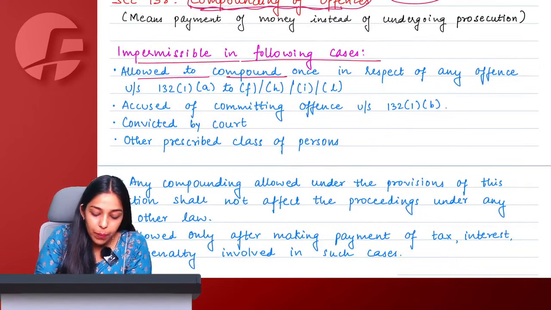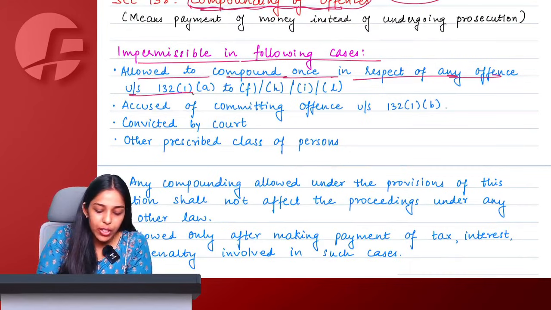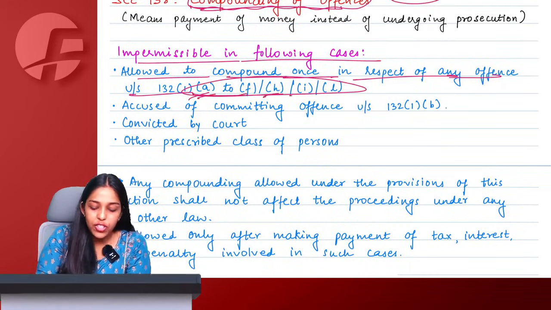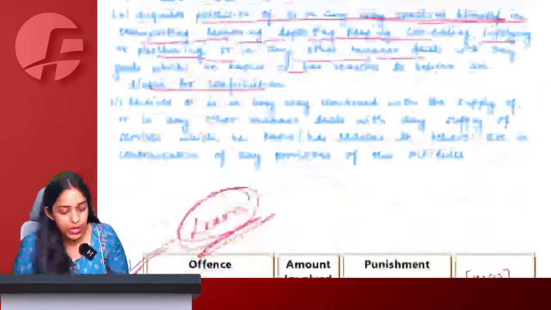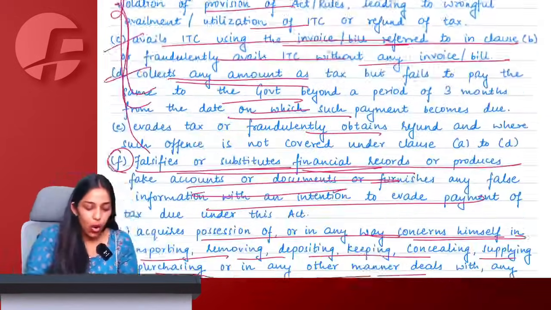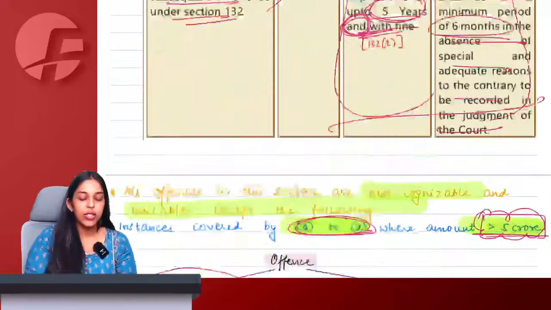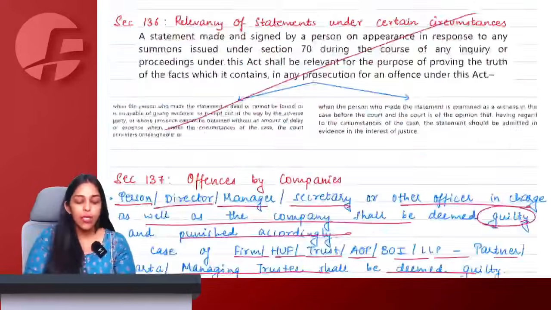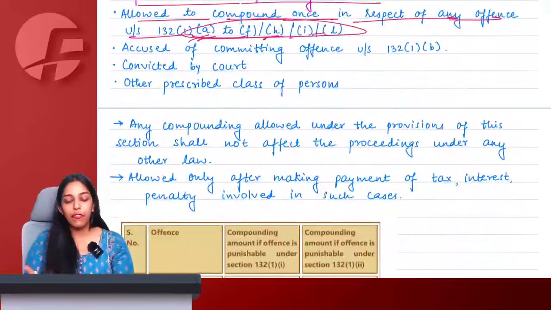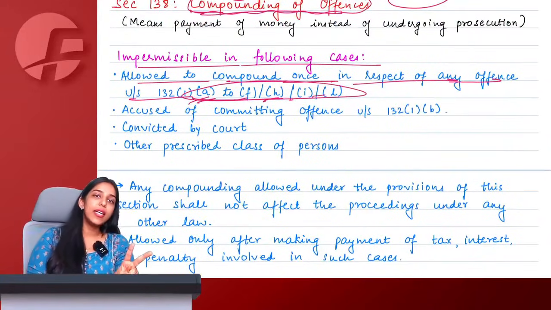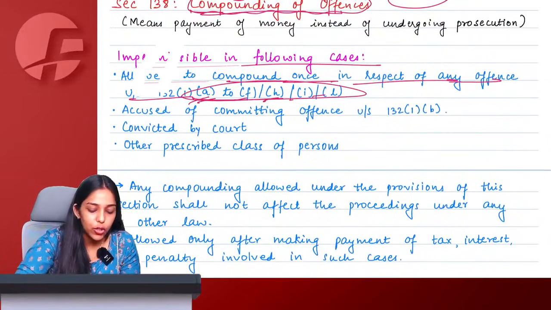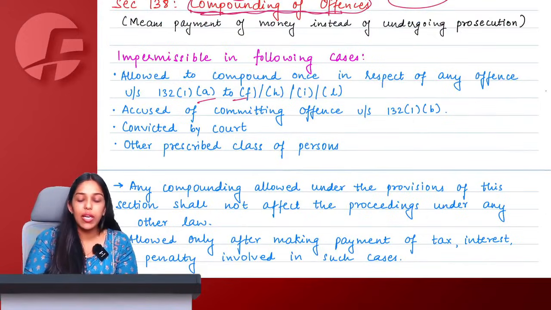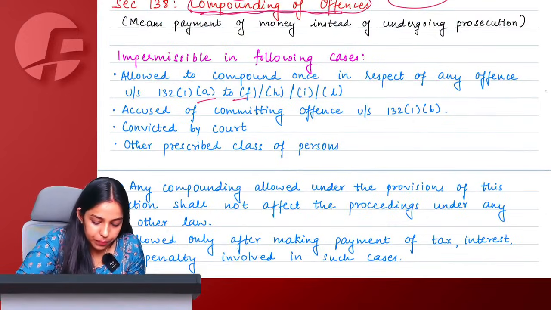We are saying you are allowed to compound once in respect of any offence, if I am doing any offence under 132 A to F, H, I or L. Now where are these offences? See here, for all these 132 offences, compounding can be done only once. If you are a repeat offender, then the second time we will not do compounding, and compulsory prosecution will have to be done. Okay, ma'am.